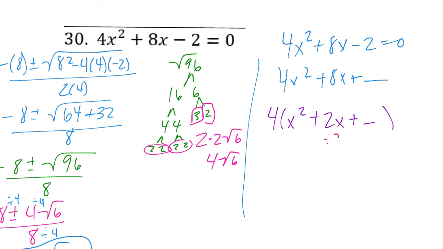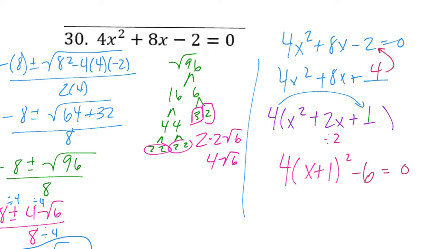Then you take the middle and divide by 2. So we have 4 times x plus 1 all squared. Then remember, we have to take that 1 and square it to fill in our blank. 1 squared is 1. Then we distribute the 4 times the 1. It gives us 4 that goes in this blank. And then we got to say, how do I get from 4 to minus 2? I have to take away 6. So that now equals 0. And so now we just solve this.